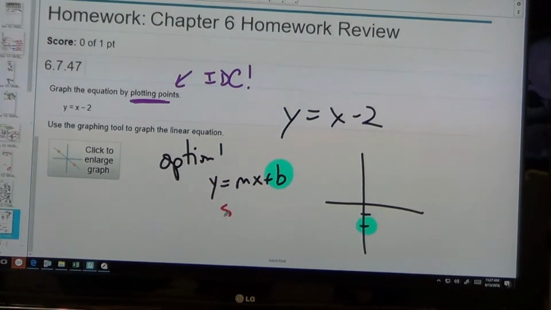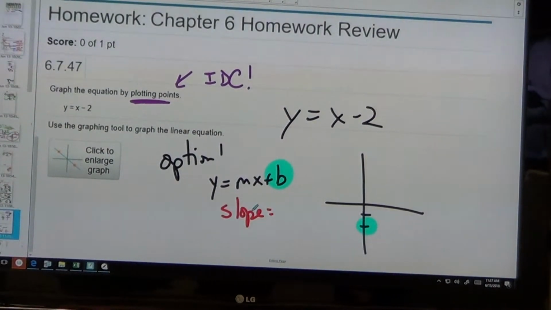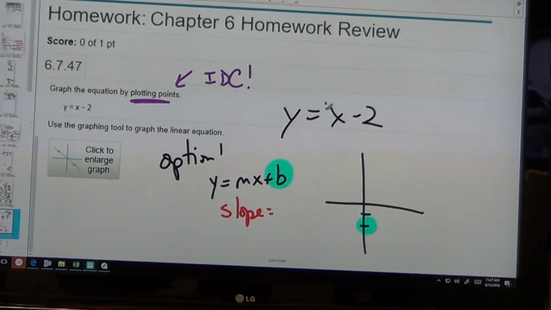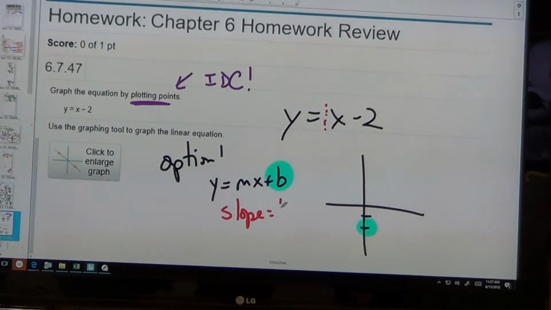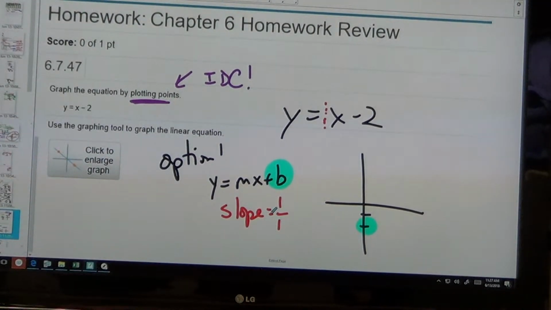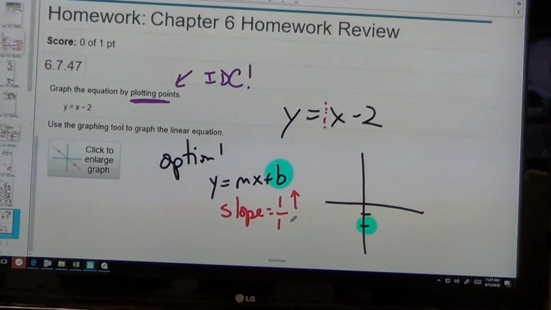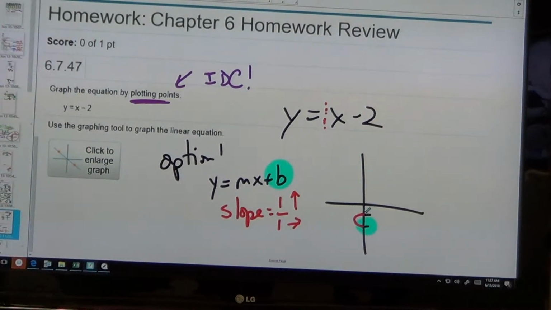Now, what is my slope for this problem? My slope is gonna be 1, because it's the number in front of the x. So my slope is gonna be 1 over 1, which means I'm gonna rise up 1 and run which way? To the right. So from that point, I'm gonna go up 1, right 1. There's my line. So that could be option number 1.